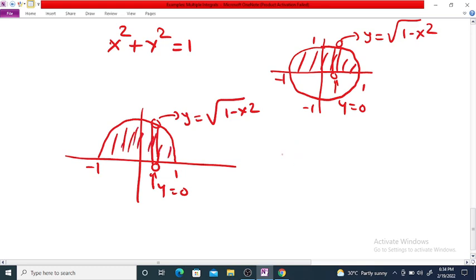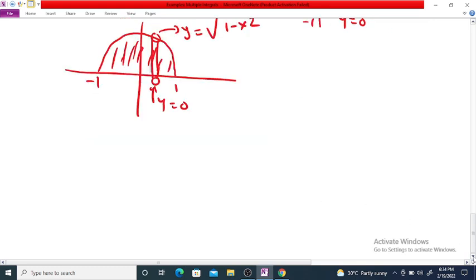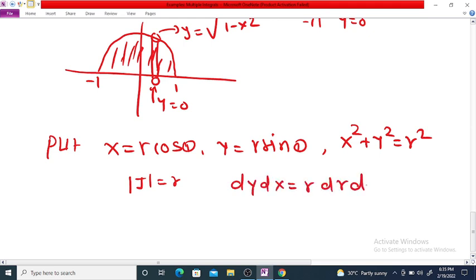So now to change to polar coordinates, put x is equal to r cos theta, y is equal to r sin theta, x square plus y square is equal to r square, and the Jacobian is equal to r, or in other words dx dy or dy dx is equal to r times dr d theta.